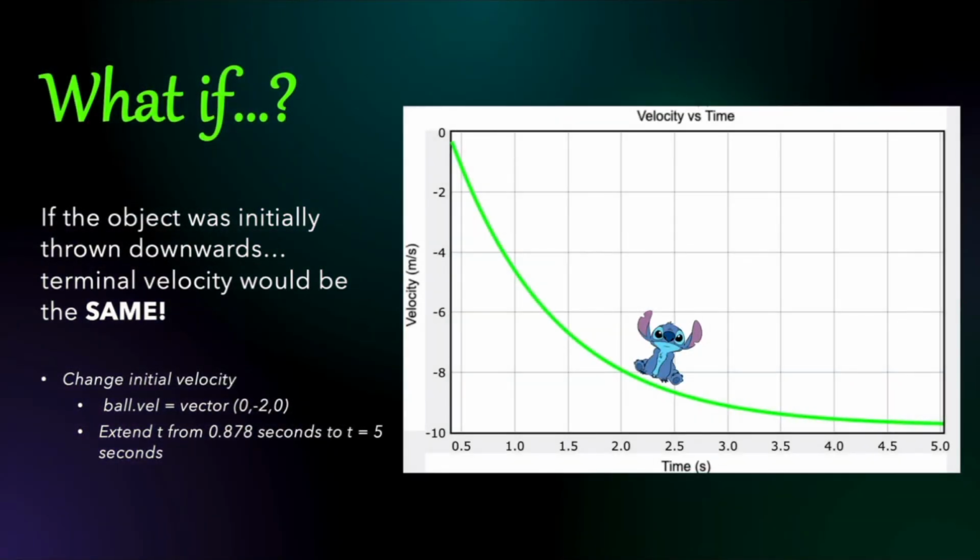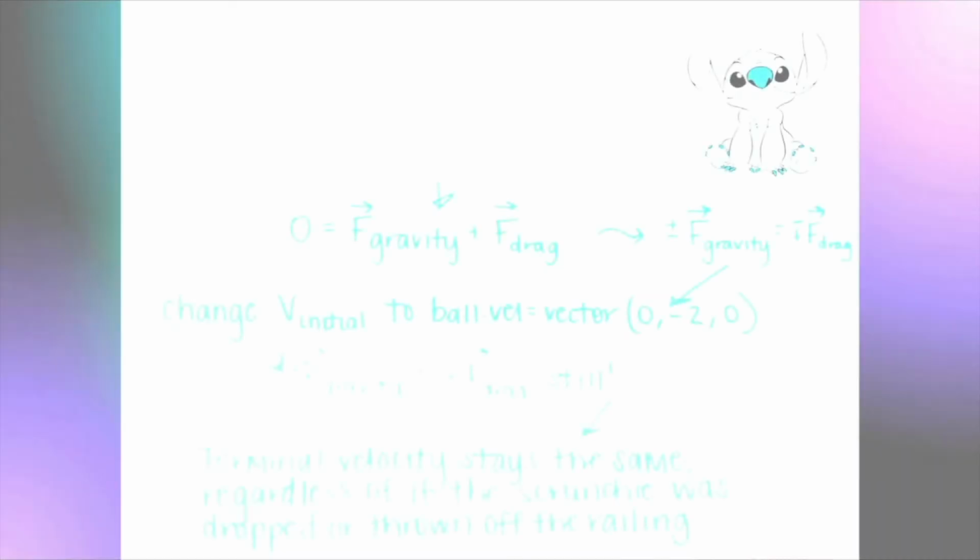So, if the scrunchie was initially thrown downward, the terminal velocity would be the same as in the case where the same scrunchie was initially dropped from rest. So using GlowScript, I adjusted the ball.vel vector from 0, which shows starting at rest, to ball.vel being -2 in the y component to simulate a downwards thrust. Additionally, I extended the time while loop from t less than the final recorded time, which was 0.878 seconds, to t equals 5 seconds. This larger time window shows, as graphed here, how the velocity versus time graph eventually curves and levels out as terminal velocity would.